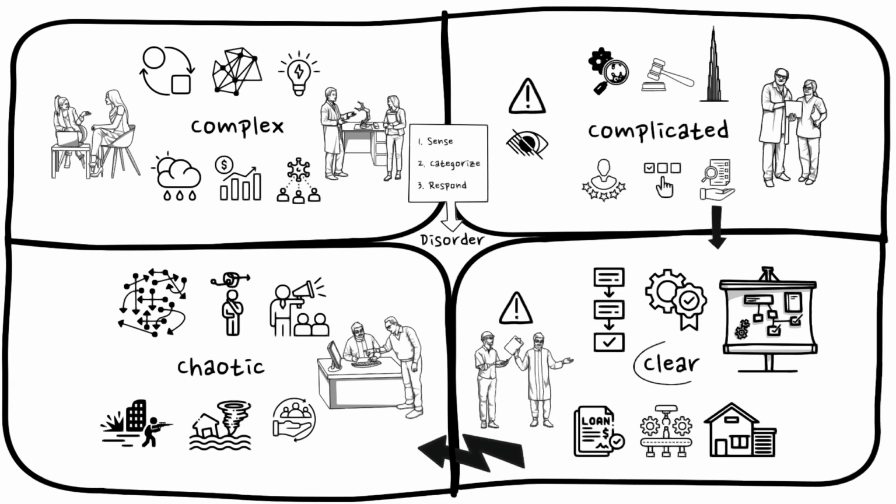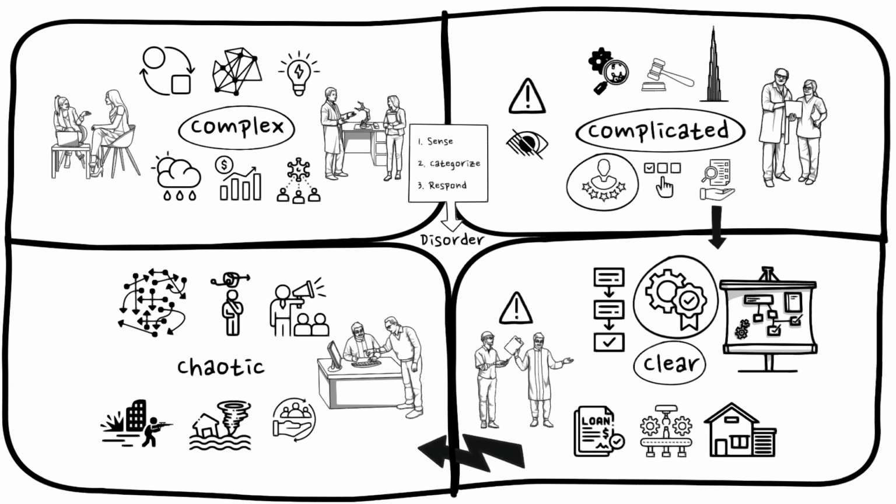When the problem is clear and the solution known, find and apply best practices. If the issue is complicated, then the right expertise can find solutions from first principles. When the environment is complex, emergent ideas can be found through experimentation. In chaotic situations, a rapid response is needed to establish some order.